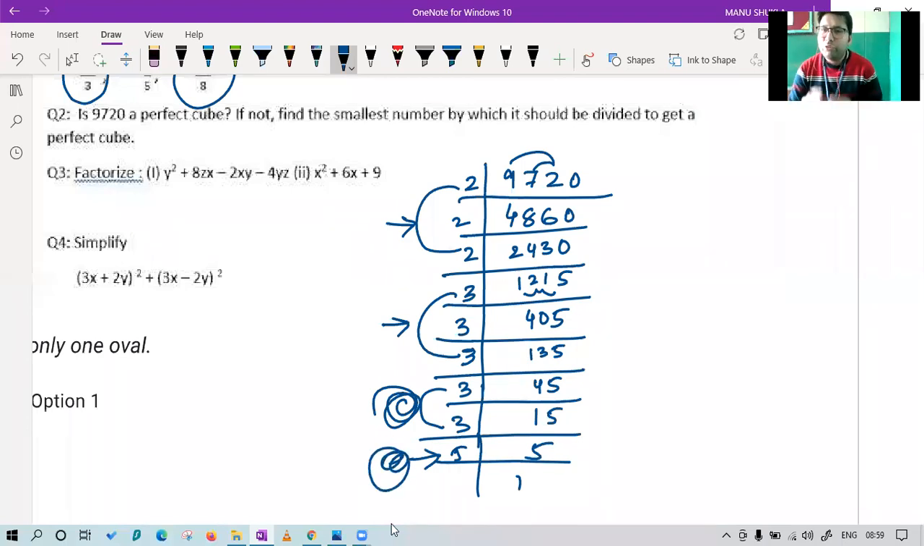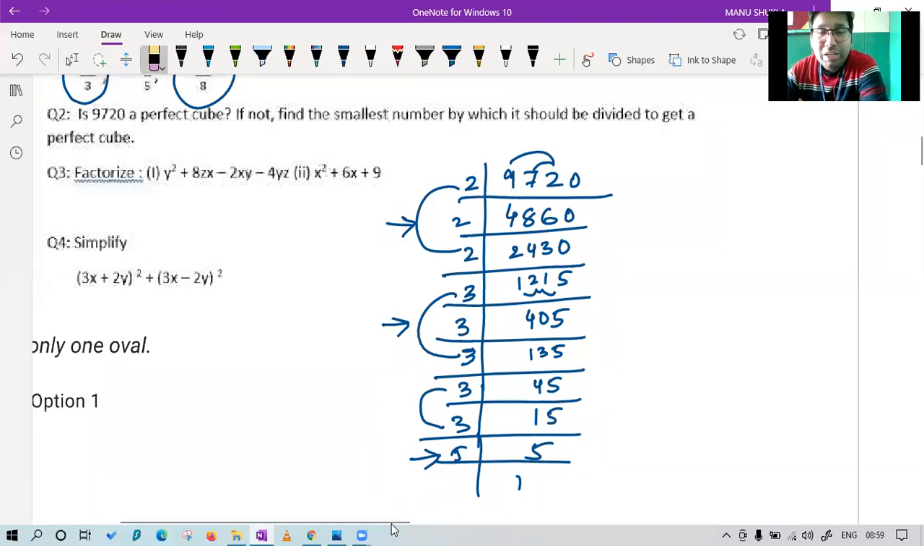So class, tell me, if you want to make this number a perfect cube, by which number you will multiply this? If you want to make it a perfect cube, you will multiply it with one more 3 because there are 2 3s. Sorry, the question is divide. My mistake. We have to divide.